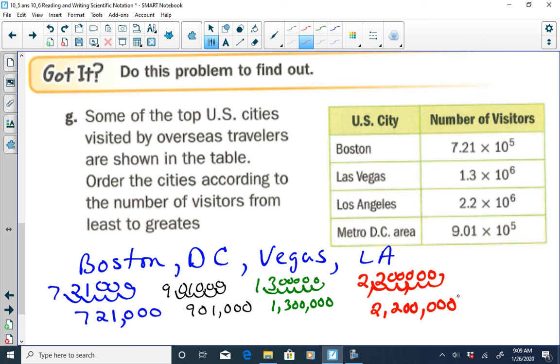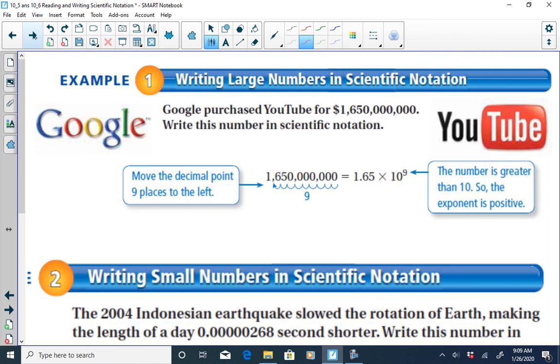So if we're ordering from least to greatest, we could just use the numbers written in scientific notation. You'd start with the smaller powers of 10 first, and then look at the other factor. 7.21 is less than 9.01, so that's going to be the smallest. And then we look at the greater factors, and order them from least to greatest as well. Or we could just write the numbers in standard form and list the numbers from least to greatest that way.